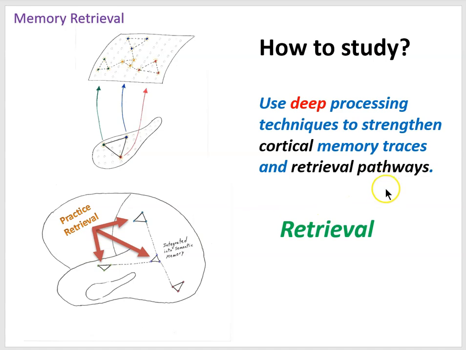We want to use deep processing techniques to strengthen cortical memory traces and their retrieval pathways. And this is what we're calling retrieval practice. So every time we retrieve a memory, we set up a possibility for further consolidation. We can strengthen those cortical memory traces. But in addition, when we practice retrieval, we're strengthening the retrieval pathways. Remember, even if we have well-consolidated memory traces in the cortex, we can lose access to that information if we don't retrieve that information often enough. So retrieval practice is doing double duty here. It's helping to strengthen cortical memory traces and strengthening the retrieval pathways to have quick, reliable access to that information.